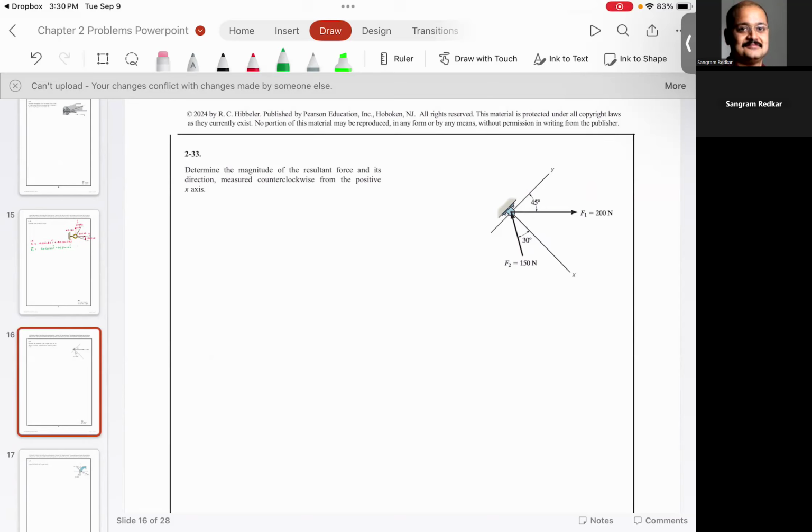Can someone help me real quick? What's going to be here?